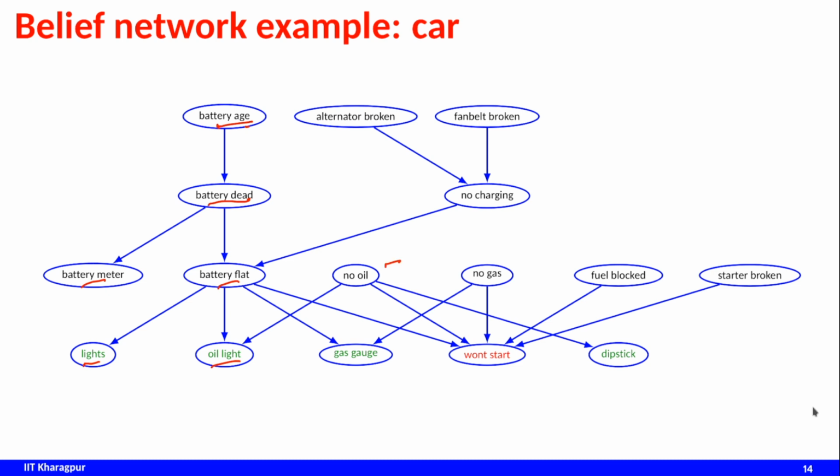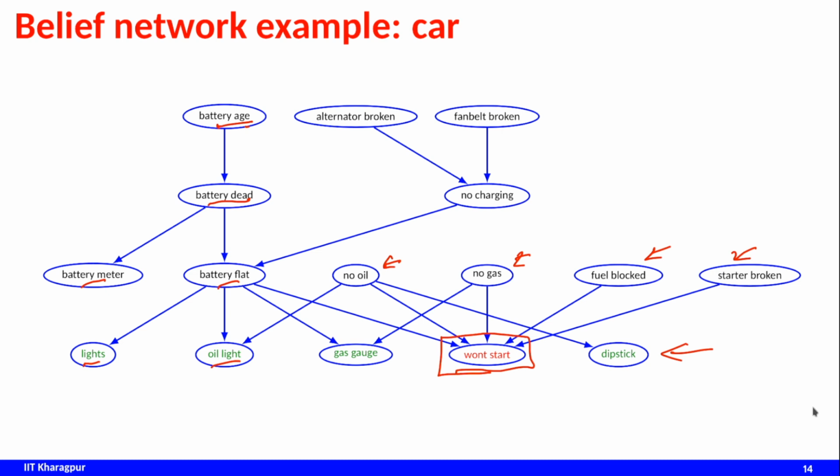There can be many other parameters through which the system will be described, and we would like to reason about them. Let's say the car won't start. We would like to find out the probability that it will not start. Or maybe somebody can ask, if there is no gas, what is the probability that it will not start. Or if the battery is aged, what is the probability that it won't start. These kinds of queries.